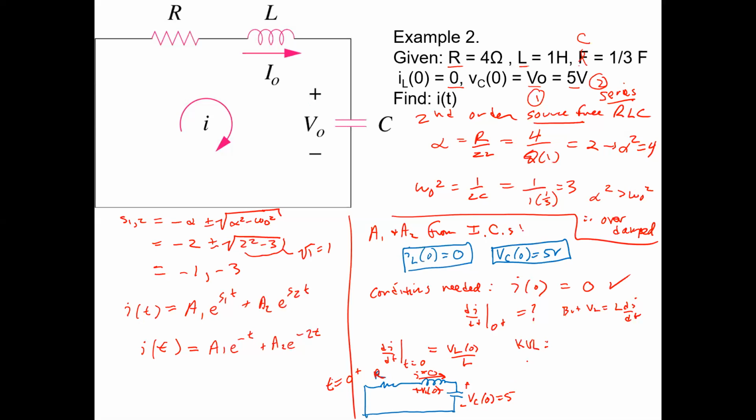KVL says R times I plus VL of 0 plus 5 equals 0. So VL of 0 equals -5. But you should get good at just looking at it.